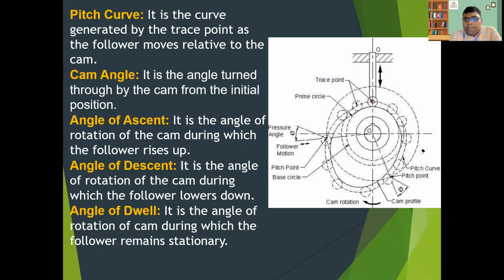And the angle of dwell is the angle of rotation of the cam during which the follower remains stationary. Here you can understand this part where the follower remains stationary; this is called the angle of dwell. All three angles are important when you study the types of follower motion. This is important. Hope you understood what these are and their significance.